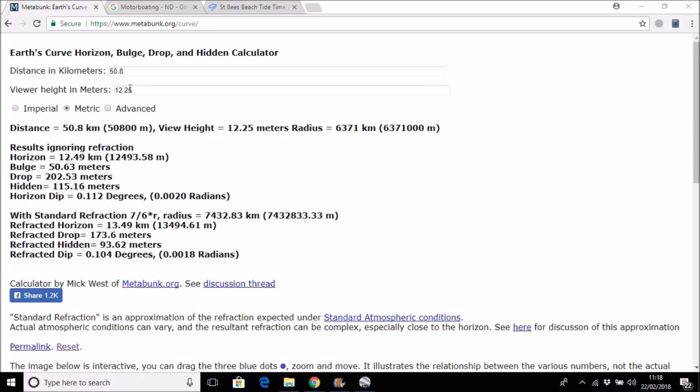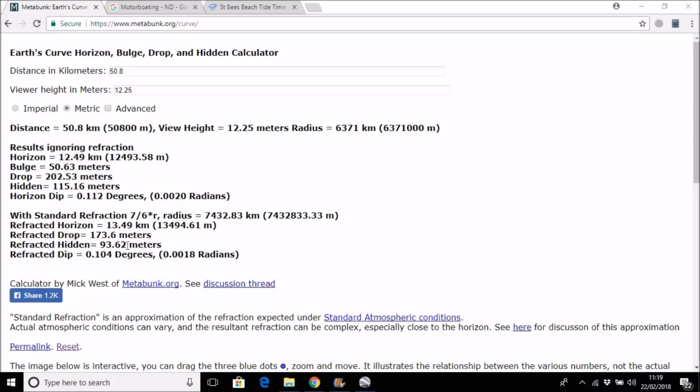And we have a location at St Bees where the wind turbine footage that I used was filmed, which we know to be around 12.25, maybe 12.5 meters above the sea level on that day at that time, which was near high tide. This is around about 40 feet for those of you who work in imperial measurements, and about 31 miles for the distance. Now, at high tide from that location, we have a refracted hidden height of 93.62 meters.